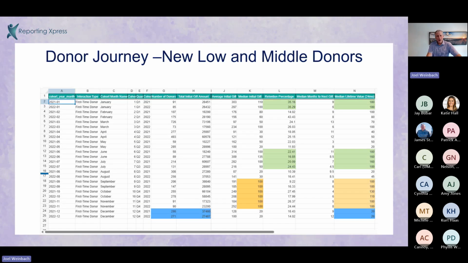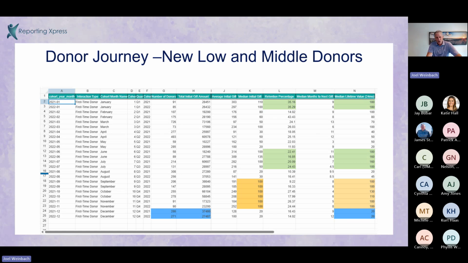All right, so we're going to dig right into some data. This analysis here is of new, low, and middle donors. So what does that mean? These are donors that donated for the first time in these years. So right now we're going to look at 2021 through 2022, a 24-month period there. And we're comparing months, but we're really looking at the months kind of together. And we want to see what's going on with these new donors at the low and middle level. And in this case, low is under 160 of annual donations, and middle is between 160 and 2,300.